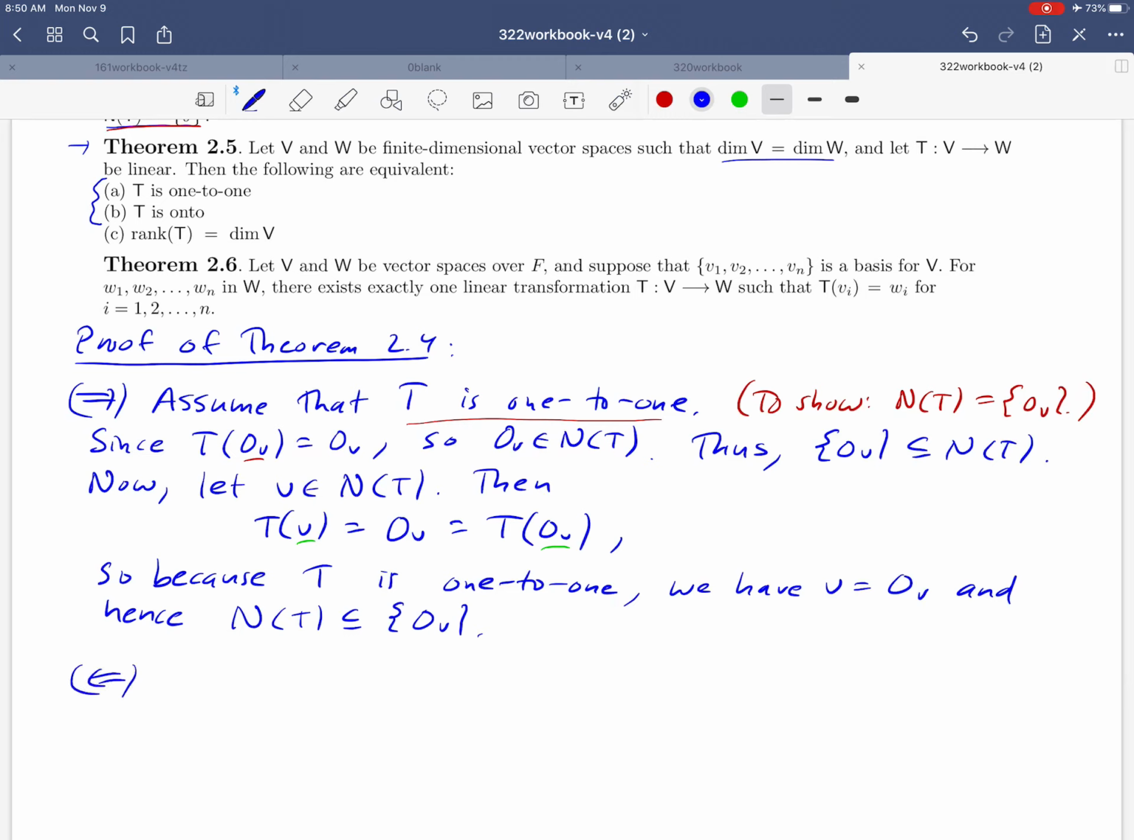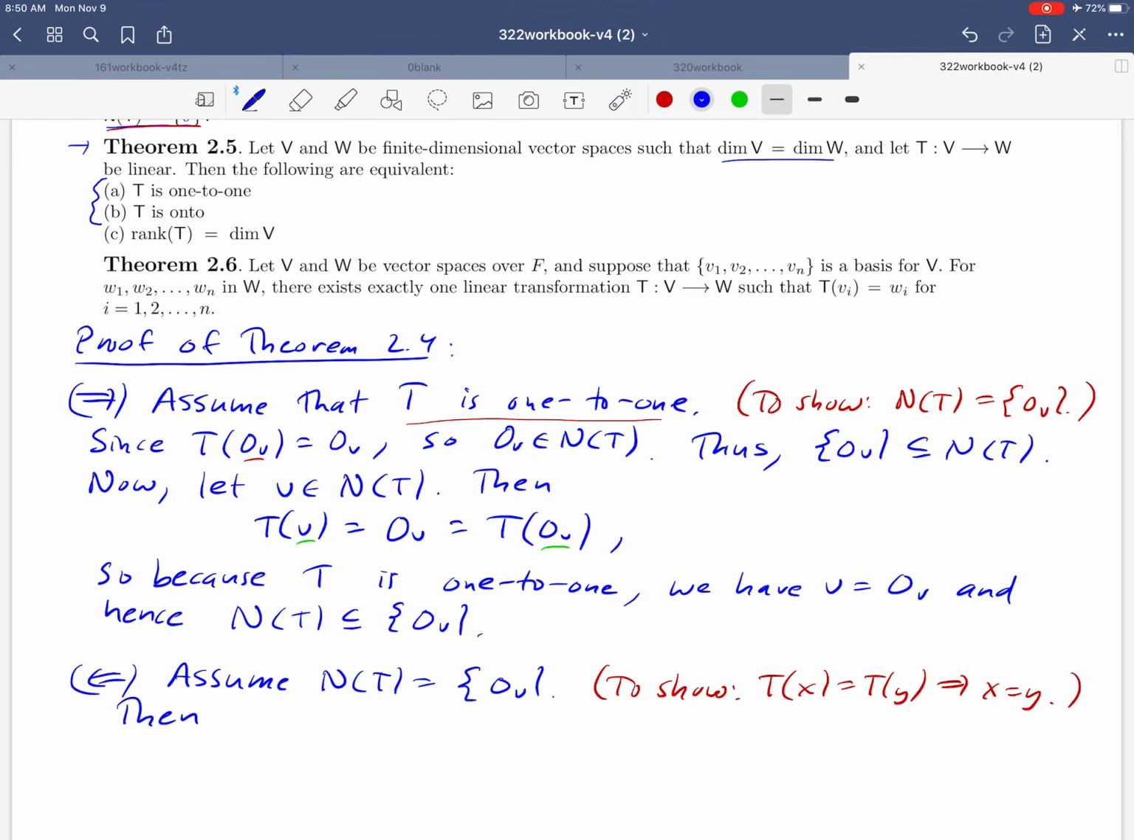All right, what about the reverse direction? There we'd be going the other way and starting with the assumption that the null space is the set containing just the zero vector, and we want to show now that T is one-to-one. Remember what the definition of one-to-one is. One way to formulate it is to say that if two outputs are the same, T of x and T of y, that means that the inputs that produce those are the same. That's what we're going to try to show here. So let's see if we can do that.